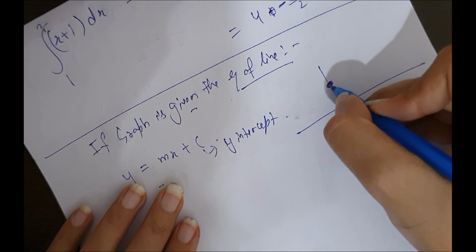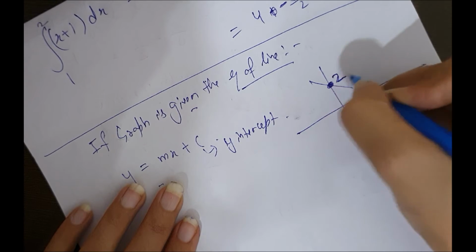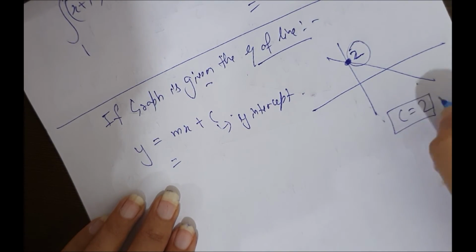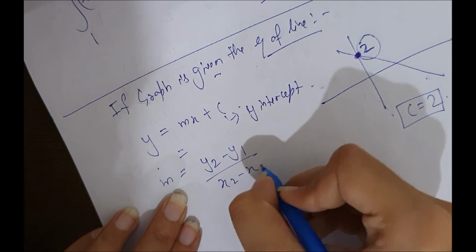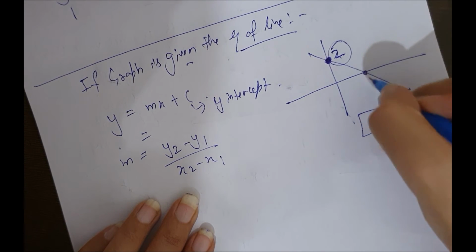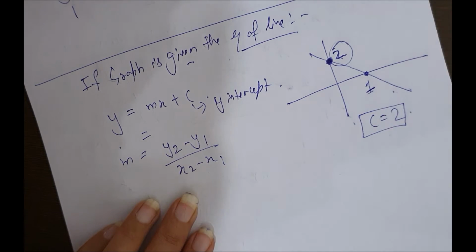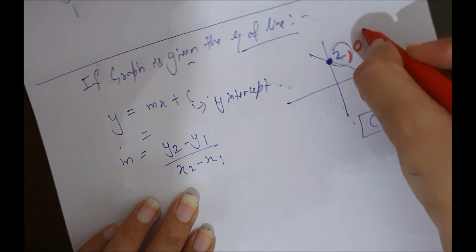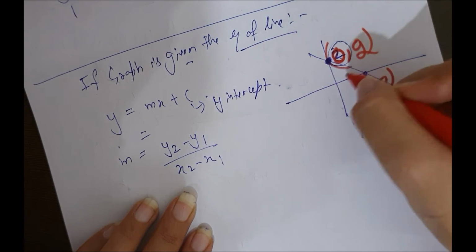It means at which point the line is cutting y. That is, if this is 2, then the y-intercept is 2. So c comes out to be 2. And the slope is (y2 minus y1) over (x2 minus x1) if 2 points are given. Here this is 2 and this point is 1 on the x-axis. It means that here y is 0 and here x is 0. Sorry, this is 2 and x is 0. So we got 2 points.